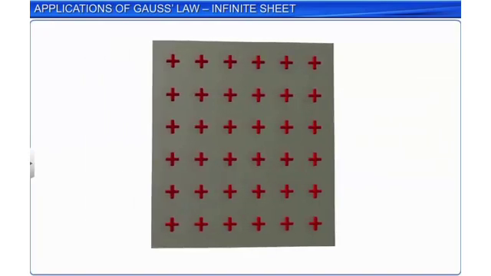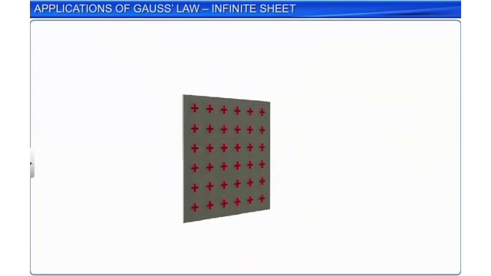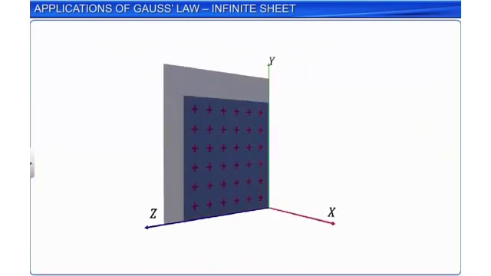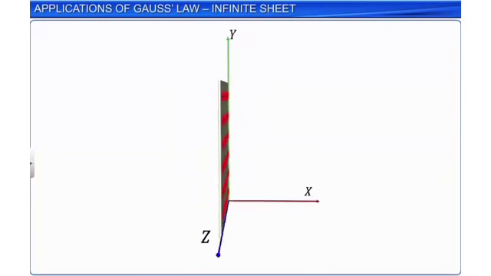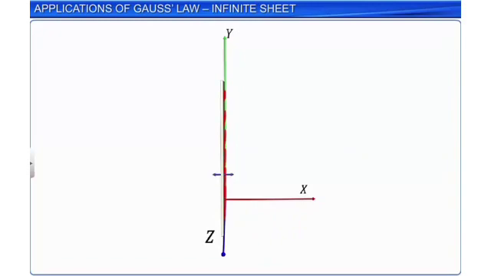Let the sheet be aligned parallel to the YZ plane such that the normal to this plane sheet of charge is along the x-axis. The electric field due to the positive charge will be directed away from the positive charge.